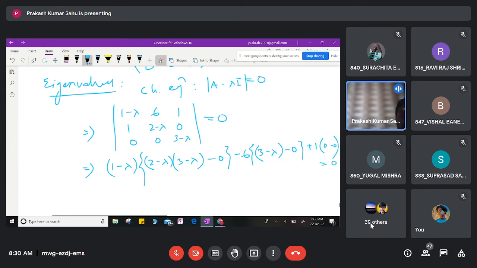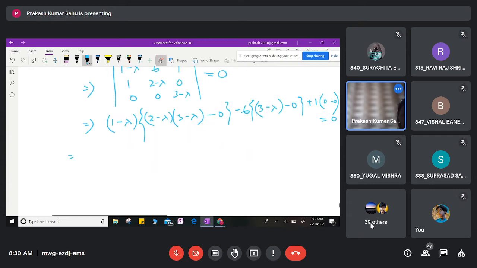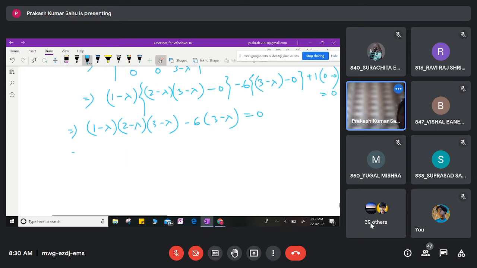So let us solve it. What you get is (1 minus lambda)(2 minus lambda)(3 minus lambda) minus 6 into (3 minus lambda) is equal to 0. If we take 3 minus lambda common, it will be (3 minus lambda) times [(1 minus lambda)(2 minus lambda) minus 6] is equal to 0.